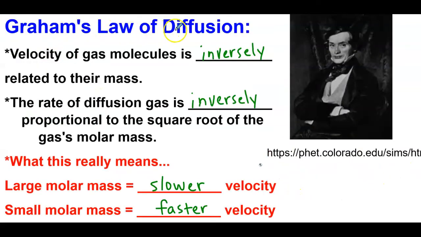So Graham's law of diffusion: the velocity or speed of the particles is inversely related to their mass. What that means is, the larger the mass, the slower it moves. The smaller the mass, the faster it moves. The rate of diffusion is inversely proportional to the square root of the gas's mass. So let's look at a simulation to understand this a little bit further.